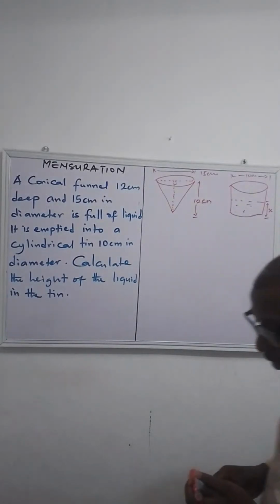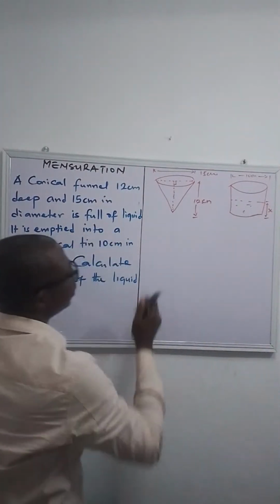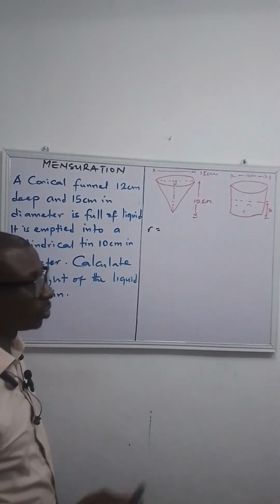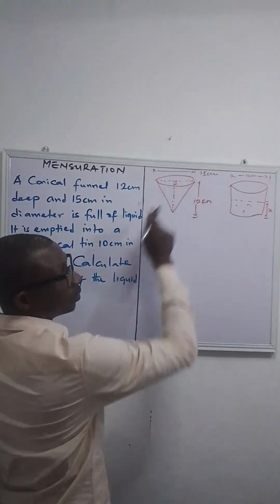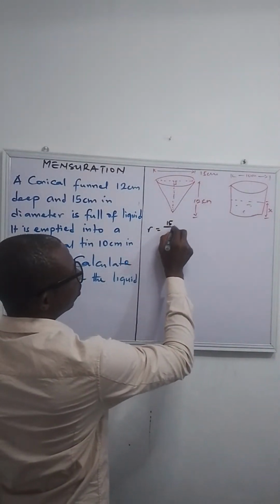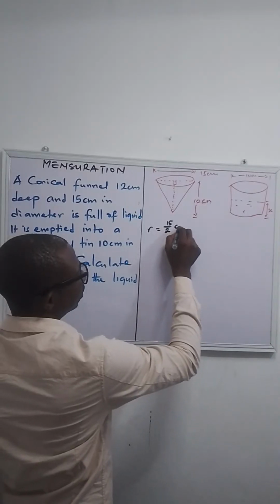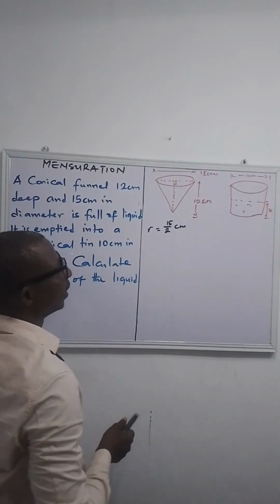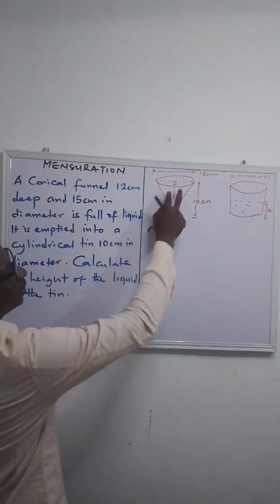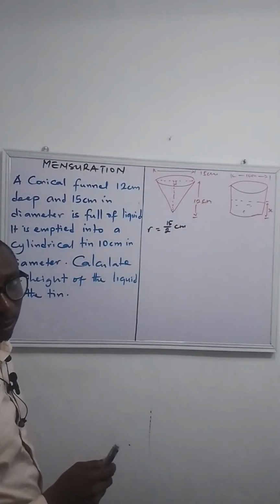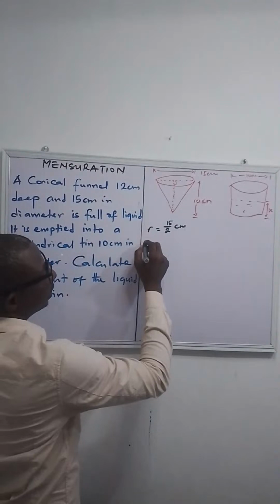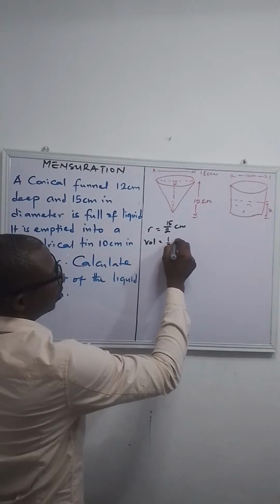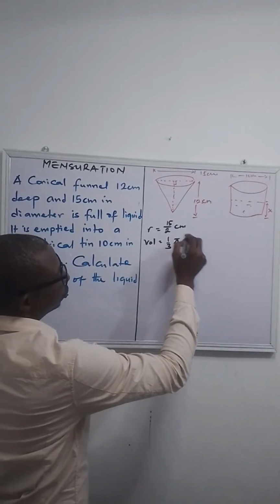All right. Now, the first thing we need to get here is the radius. Radius is half a diameter. So diameter is given to be 15, so radius will be 15 over 2, in centimeter. So that is the radius. And don't forget, if I'm to calculate the volume of this cone, the volume is 1/3 of pi r squared h.